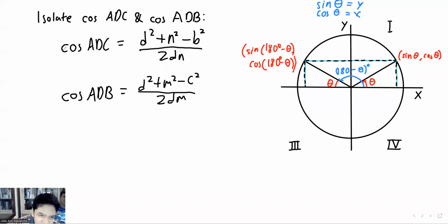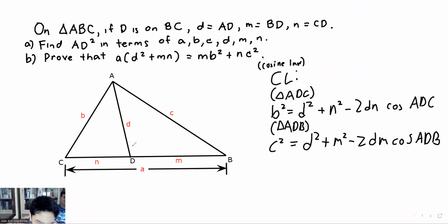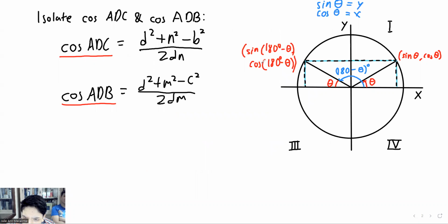We have found a relationship between cos ADC and cos ADB. Just to show you that relationship, this is cos ADC, and this other one is cos ADB. So we can see they are actually supplementary, and we have shown here that the cosine of a supplementary angle is the negative of the cosine of the original angle.